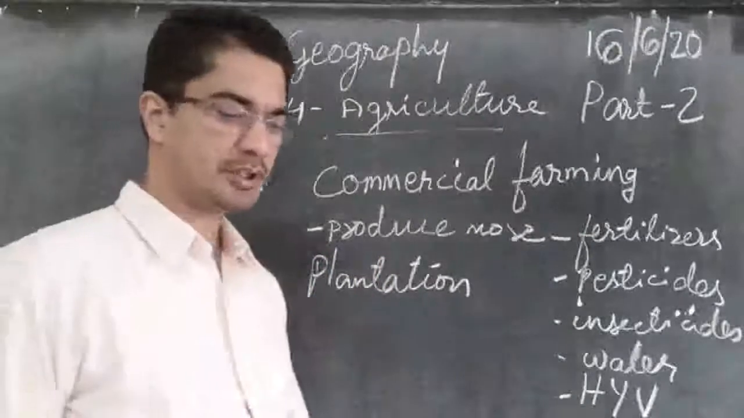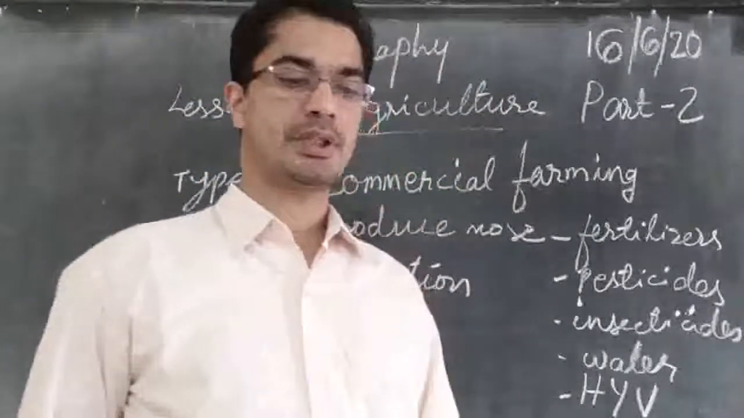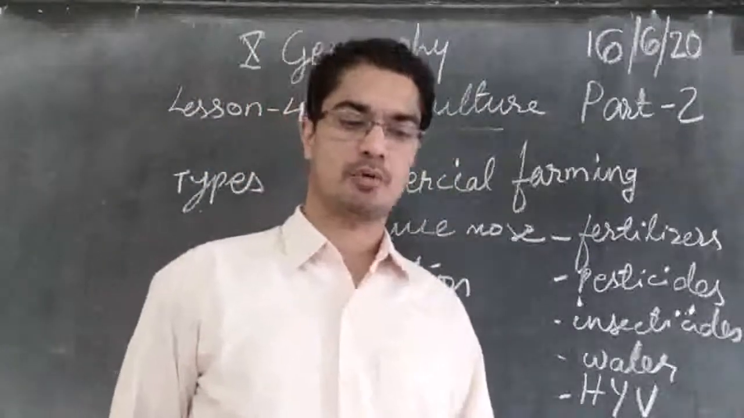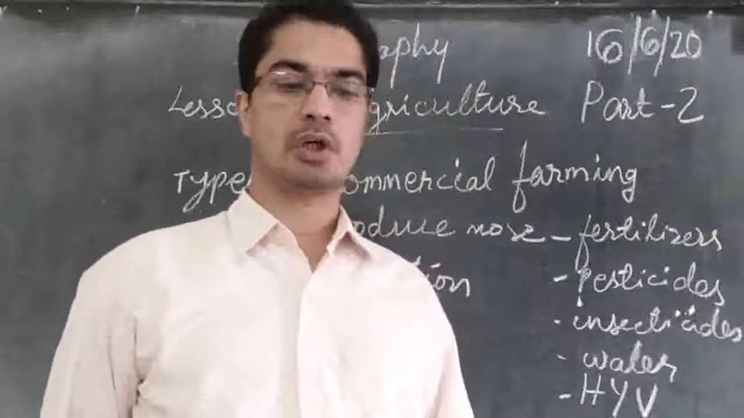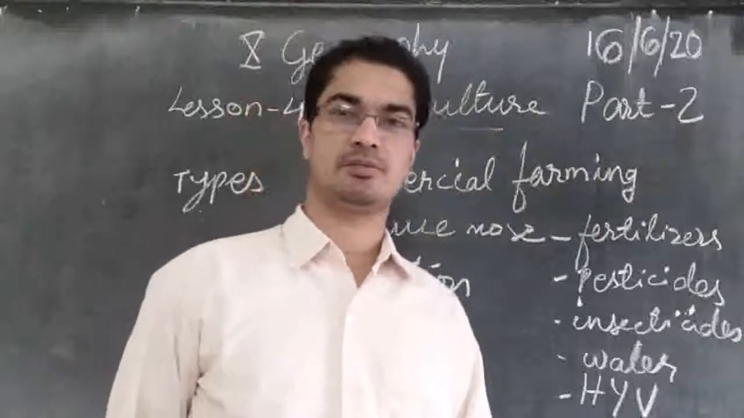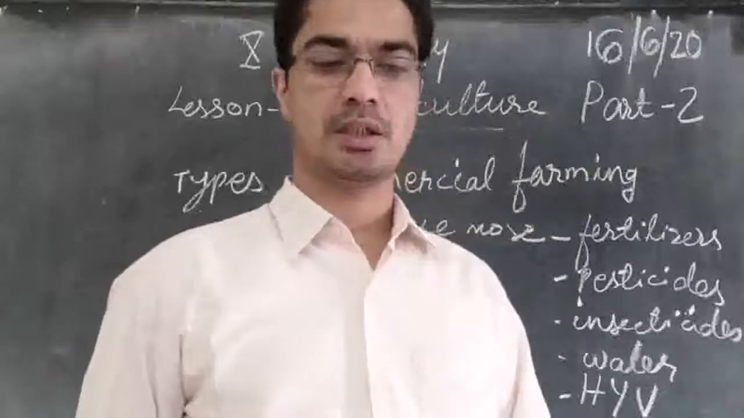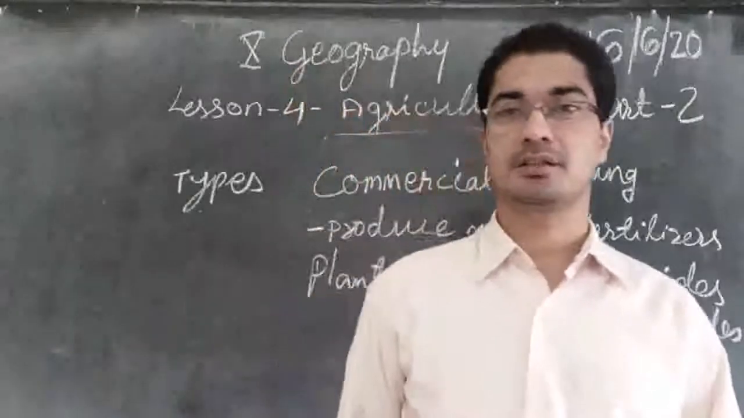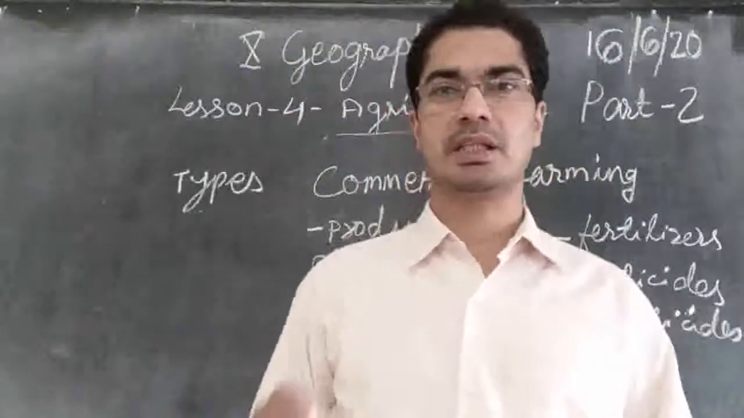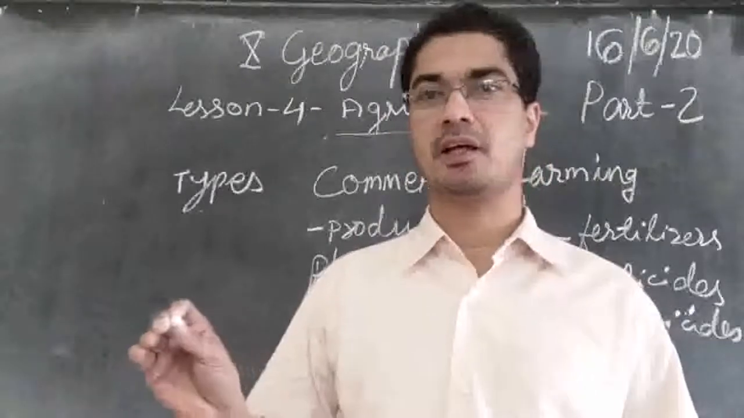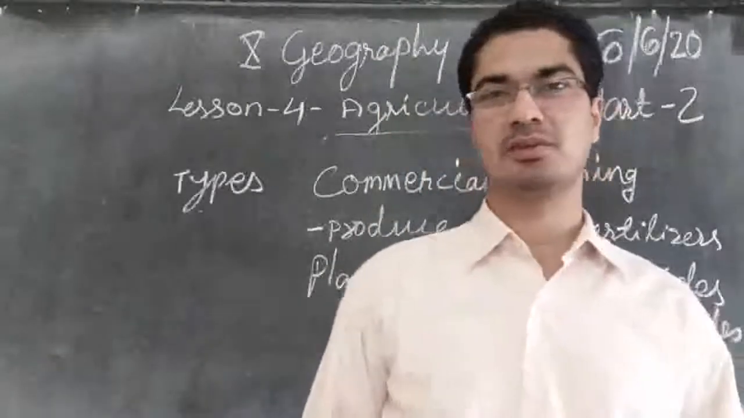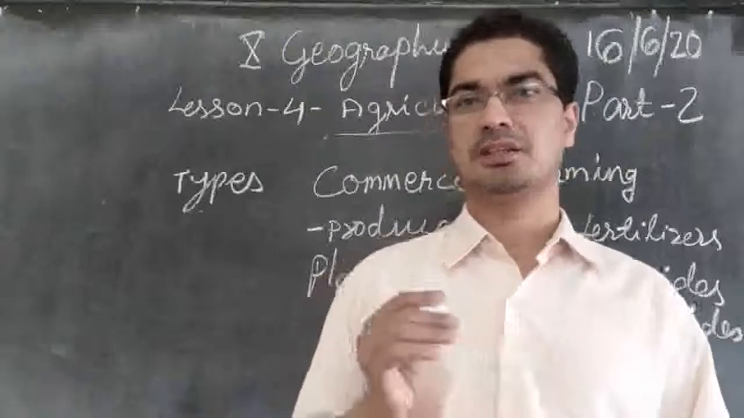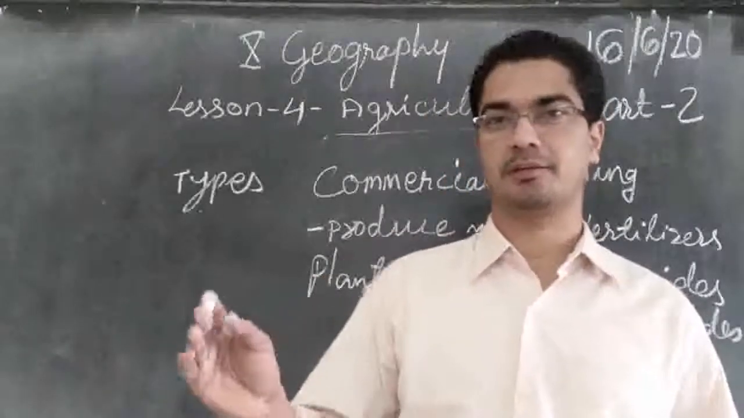So plantation, what is plantation? It is a commercial farming, and in this type of farming a single crop is grown on a large area. You can underline what is plantation. It is a single crop that is planted in a large area. Can you say an example?